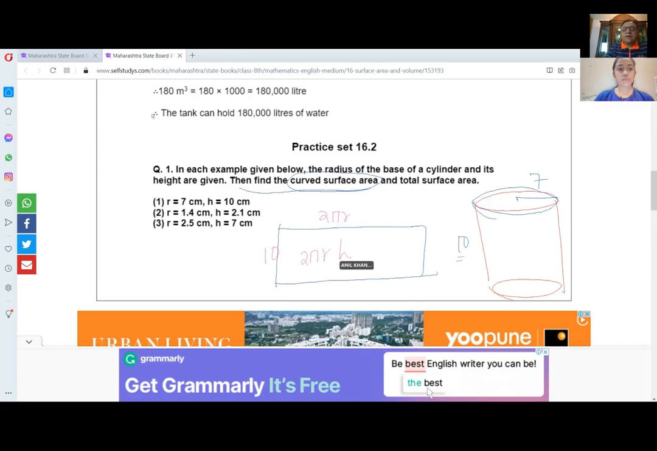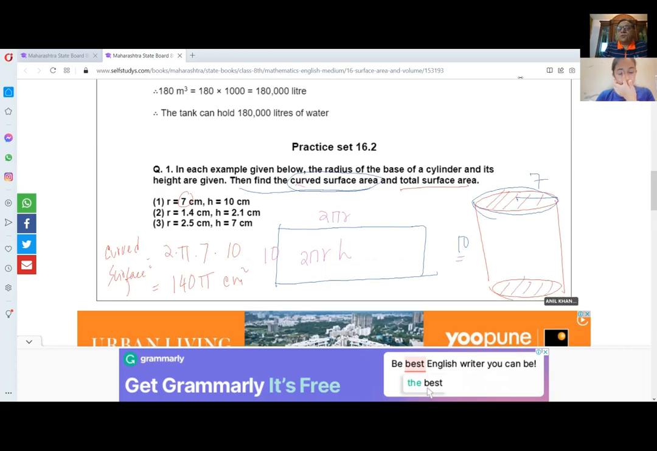So let's find the curved surface area. It will be 2 times pi times radius, given as 7, and height as 10. That is 140 pi, correct? Centimeters square. Now they want total surface area, which means you have to add top and bottom, correct?